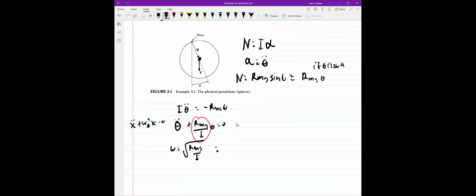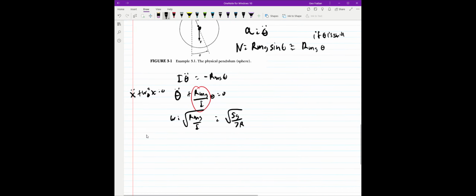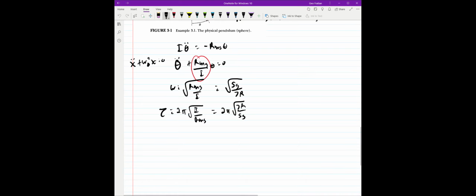So if you plug in your values, you get 5g over 7r if you plug in for I. And then we can immediately get our period, which is equal to 2 pi square root I over r mg, which is just equal to 2 pi square root 7r over 5g. And then boom, we solve for the period and frequency simply by pattern matching.